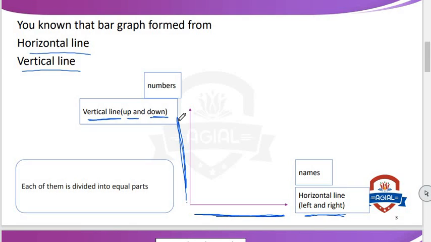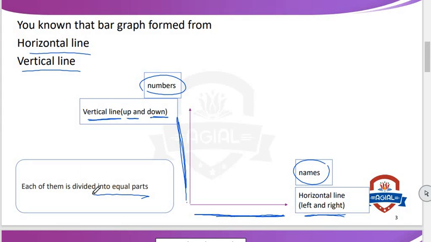Horizontal line goes from left to right, and the vertical line goes up and down. On the horizontal line we write names, and on the vertical line we write numbers. Each of them is divided into equal parts. So bar graph is formed from what? Horizontal line and vertical line.